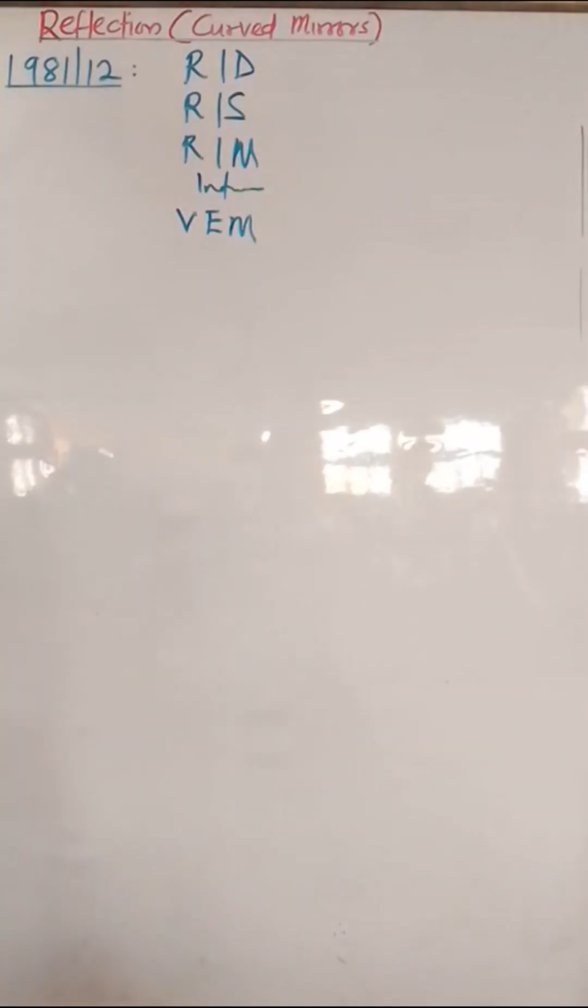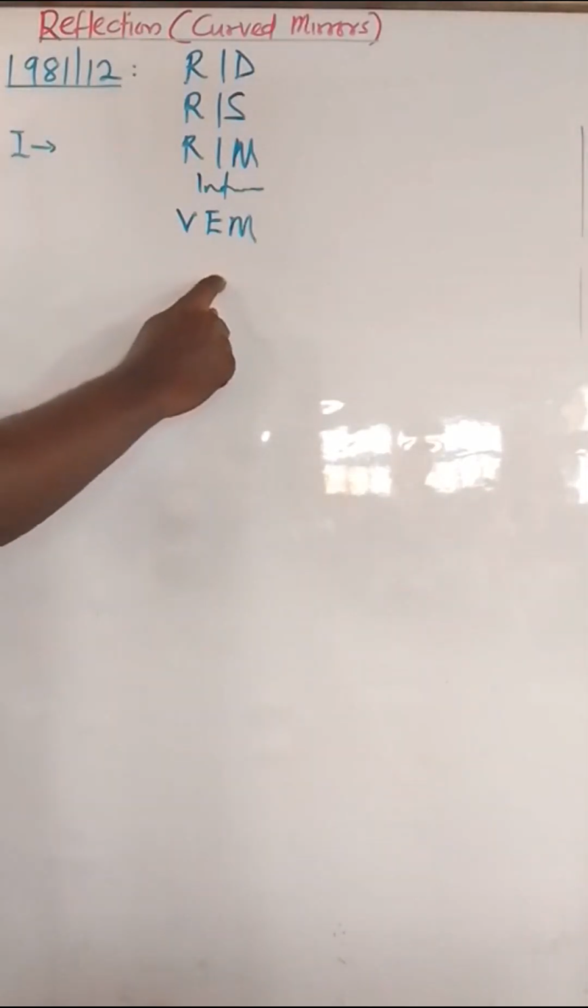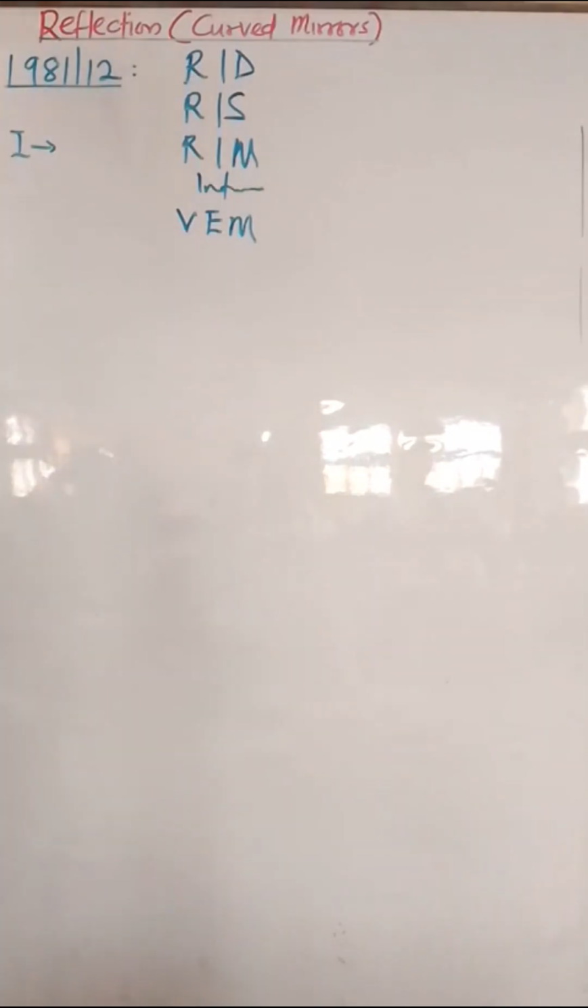Now let's continue. I. It can be observed on a screen, meaning the image is always what? Virtual. Sorry, always what? Real. They are always real, but we have an exemption. So we cannot take it. It's not always. Most times yes, but not always.